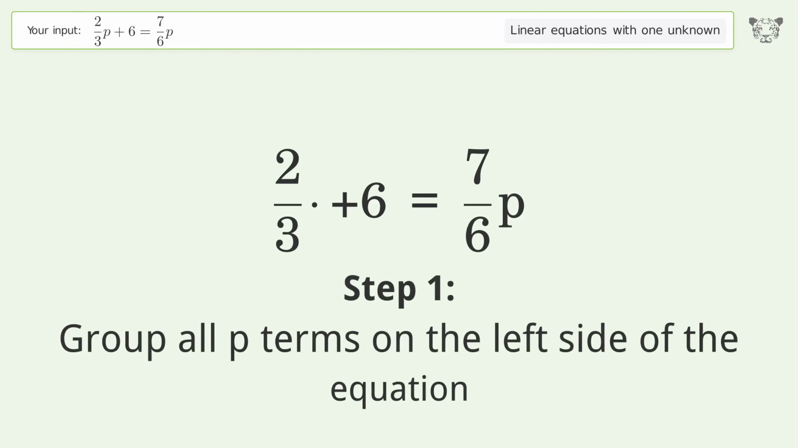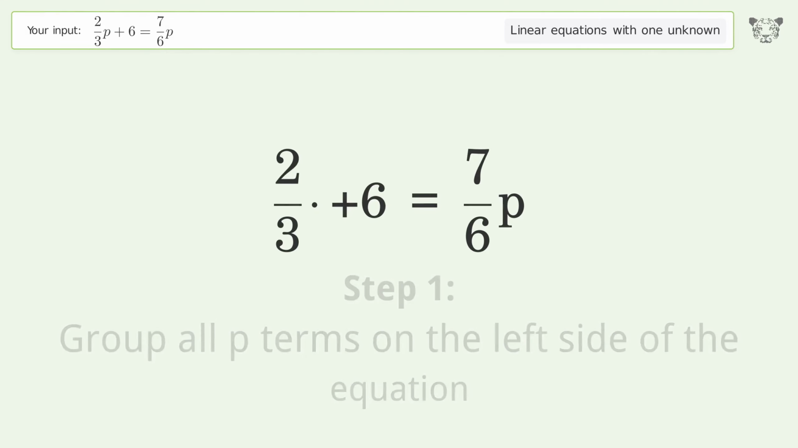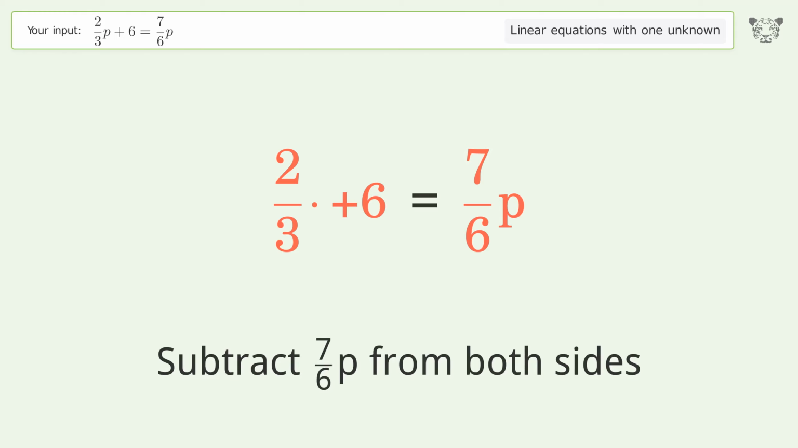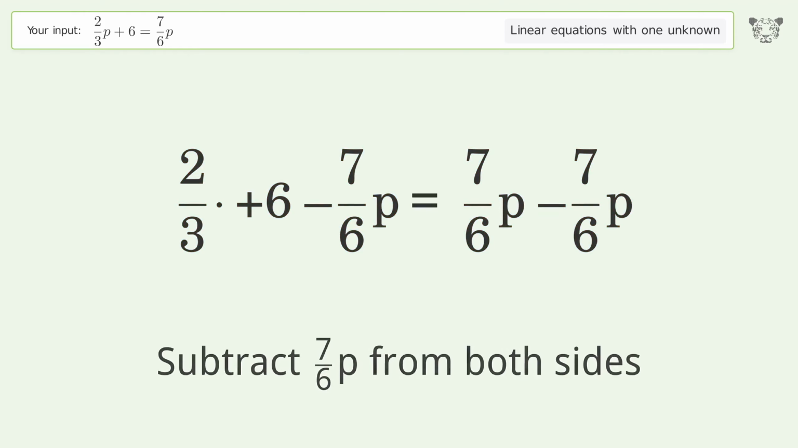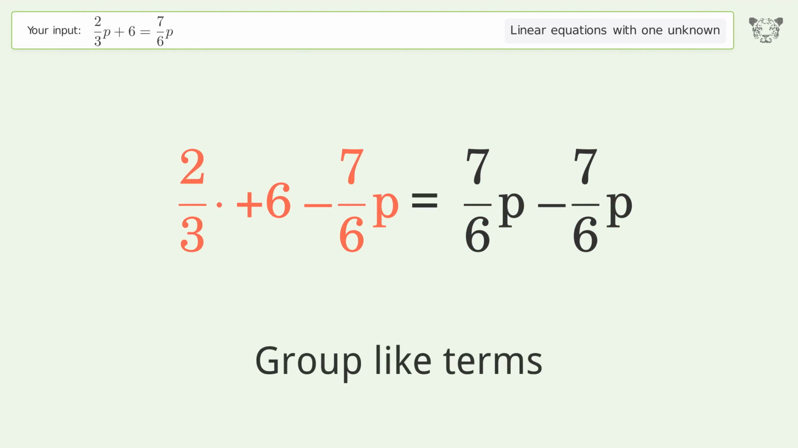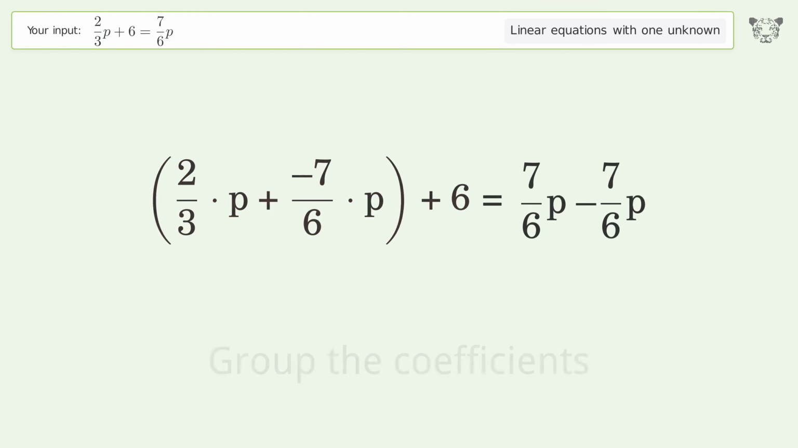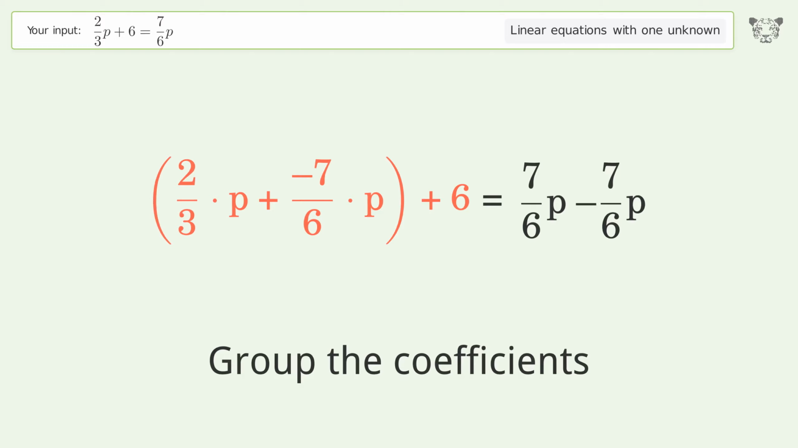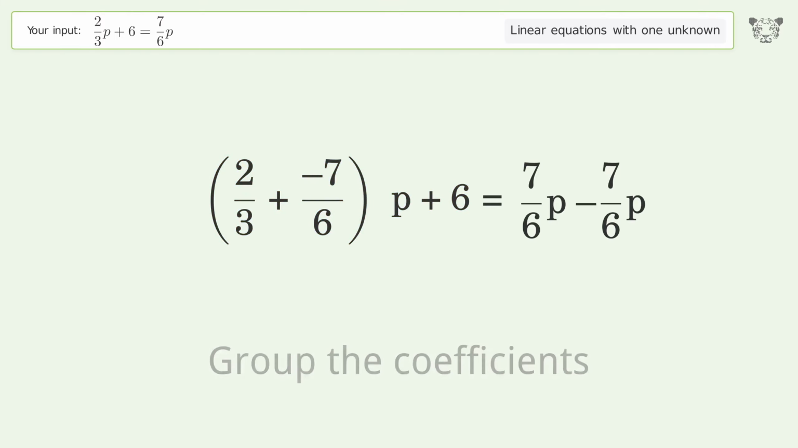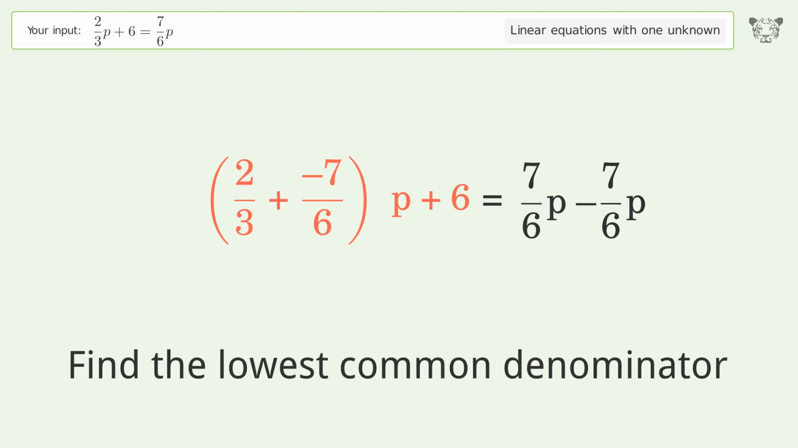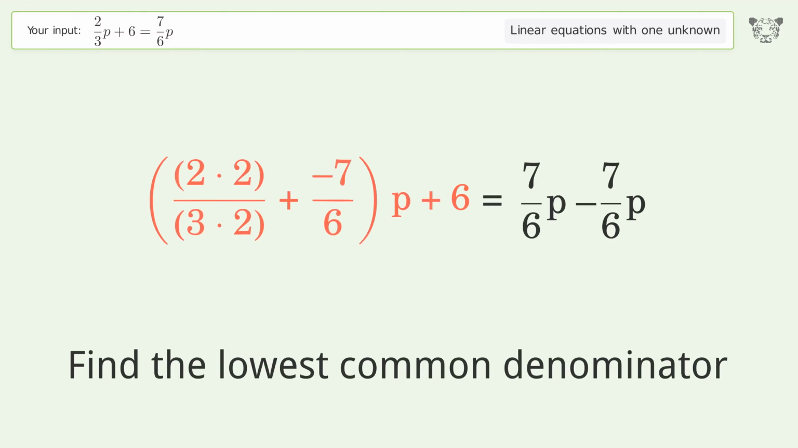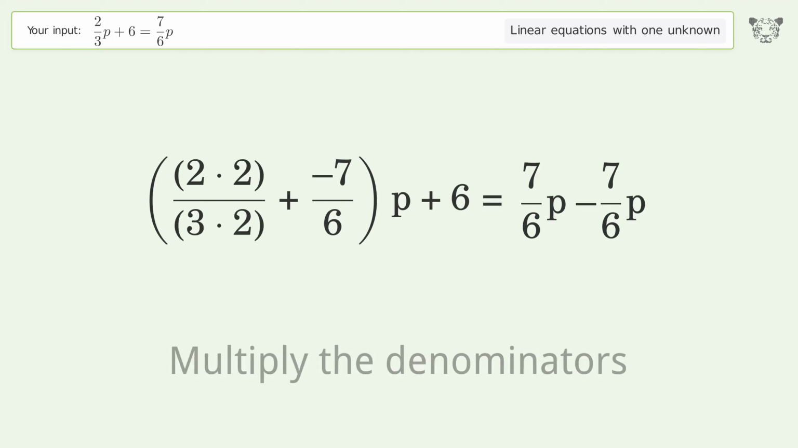Group all p terms on the left side of the equation. Subtract 7 over 6p from both sides. Group like terms. Group the coefficients. Find the lowest common denominator. Multiply the denominators.